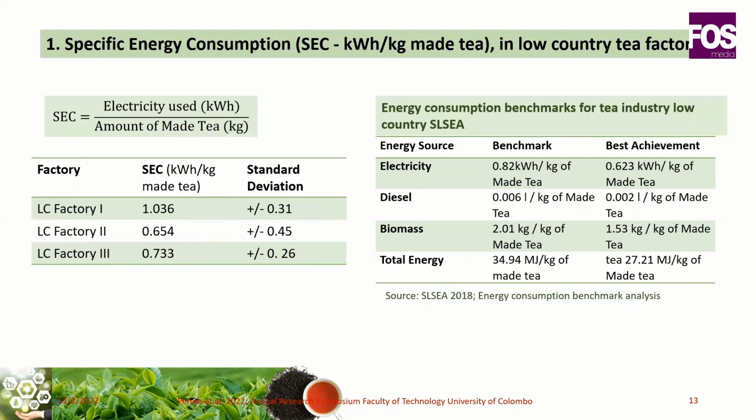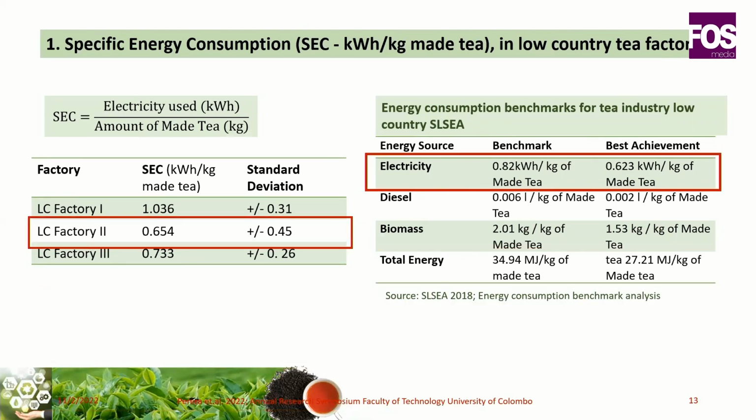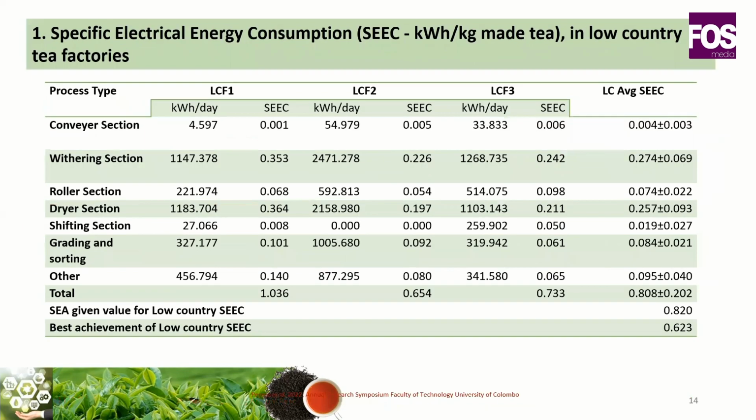In specific energy consumption in low country factories, the lowest specific energy consumption was recorded in factory 2 and it nearly achieved the best achievement which has already been given by the SEA. And also according to the benchmark of Sustainable Energy Authority, it was 0.82 and according to our values, it has already been achieved by two factories.